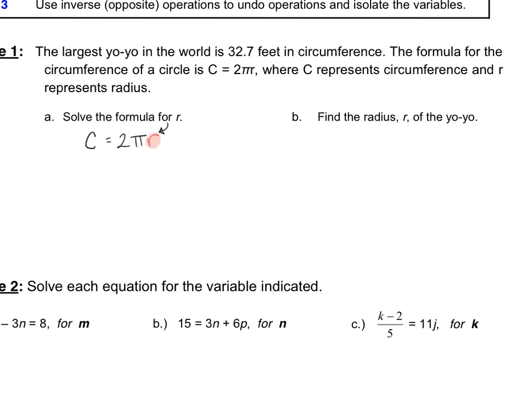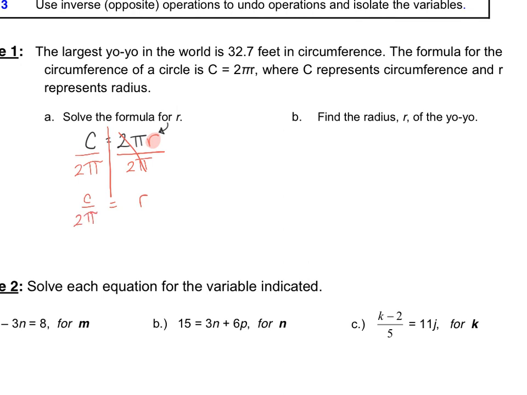So the way that I do that is I look at what is on the side of the equal sign with r. Well, I have 2 pi there right now. How do I get rid of a 2 times pi that's being multiplied by r? Well, to get rid of multiplication, we use the inverse operation. We divide. Divide by 2 pi. 2 pi divided by 2 pi is 1. That's what we wanted, so we have 1r is equal to C over 2 pi.